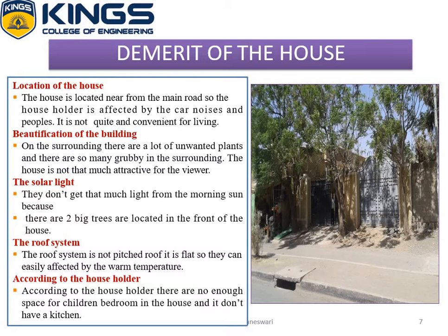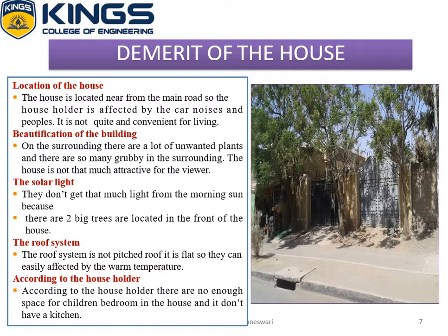Then the beautification of the building. On the surrounding there are a lot of unwanted plants. In the image we can see there is a lot of grubby growth in the surroundings. The house is not that attractive for the viewer. Next one is the solar light. They don't get much light from the morning sun because there are 2 big trees located in front of the house. The next thing is the roof system.